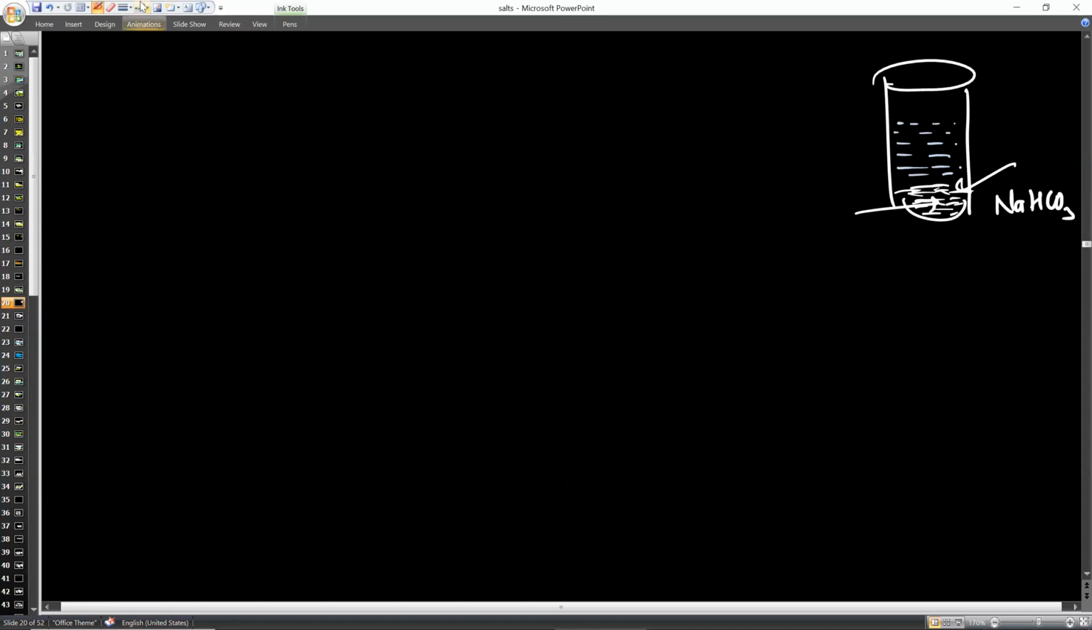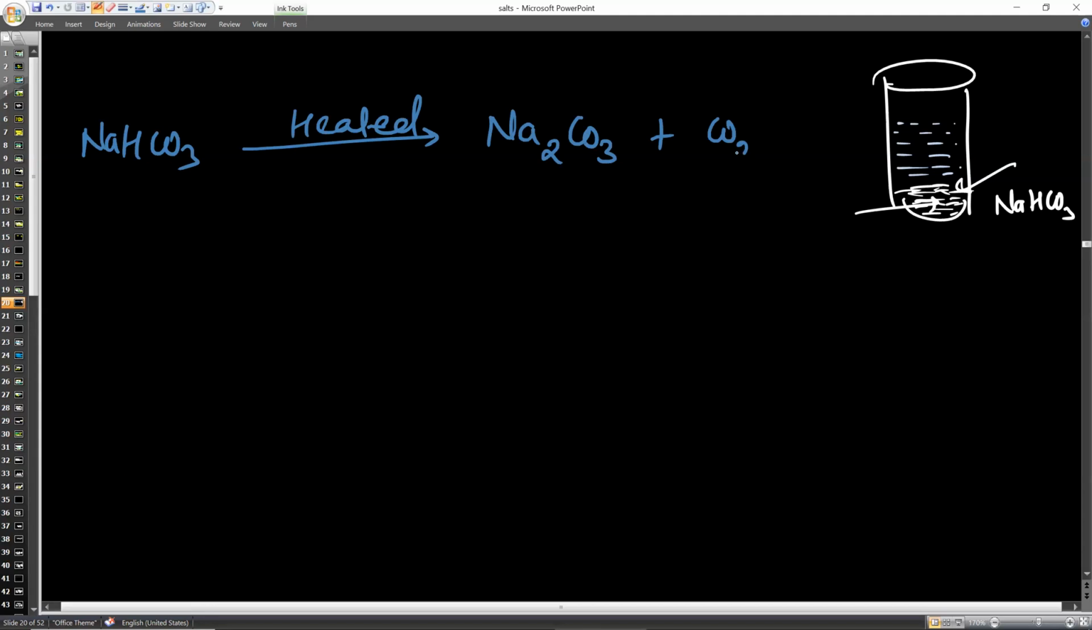So what we are going to do here is filter this sodium hydrogen carbonate. After filtering, NaHCO3 is heated. This is baking soda also. You need to keep in mind that when baking soda is heated, it gives you sodium carbonate plus carbon dioxide plus water.